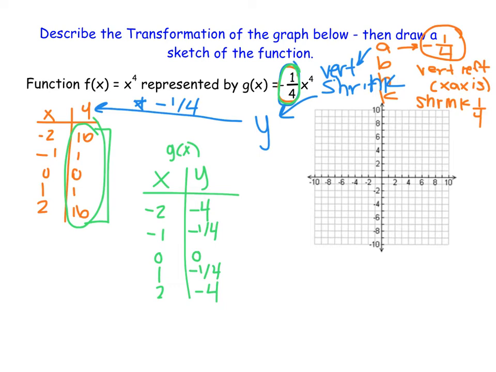So I go to negative 2, negative 4, negative 1, negative 1/4. I'm going to have to estimate there. It's about right there. 0, 0, 1, negative 1/4, and 2, negative 4. So I can see that this graph got shrunk way down. And there is an approximation of what my sketch for this transformed graph would look like. And I can see that it fits my predictions of a vertical shrink, so it got shrunk down from its original graph, and it vertically flipped over the x-axis.